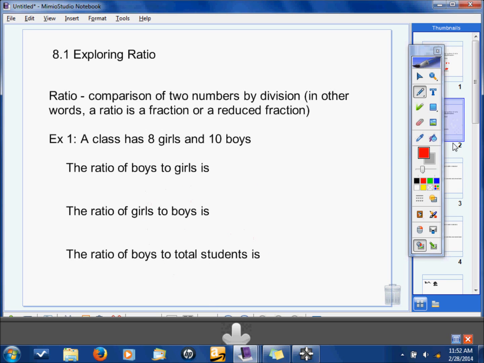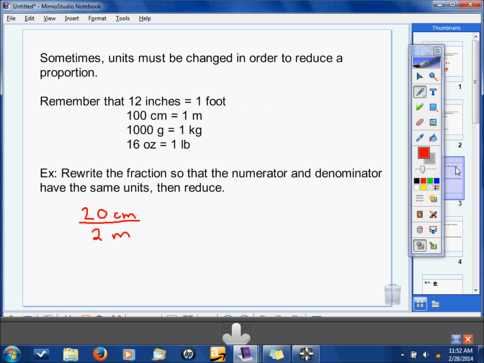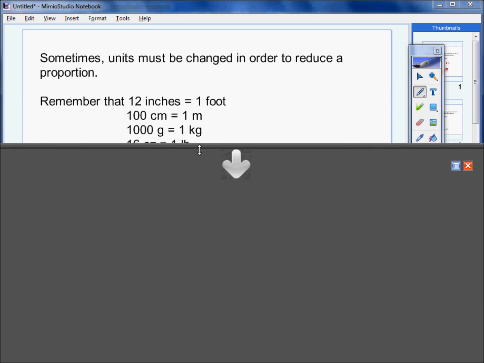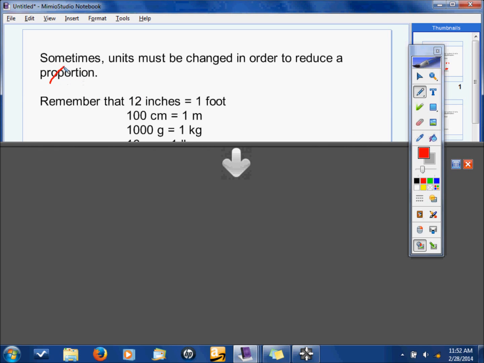Okay, sorry, that's just a blank slide. All right, sometimes when we want to reduce, units have to be changed in order to reduce this ratio.